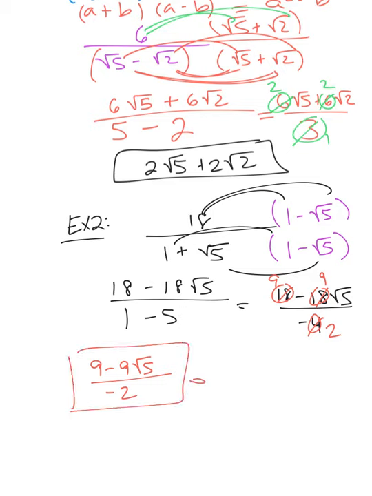Or, and you're going to see this on the answer key for one of the problems, we don't really like to leave a denominator that's negative. It's okay if you do, but it's not as nice. So what we do is we move the negative up. But when you move it up, it distributes. So it becomes negative 9 plus 9 radical 5 over positive 2.